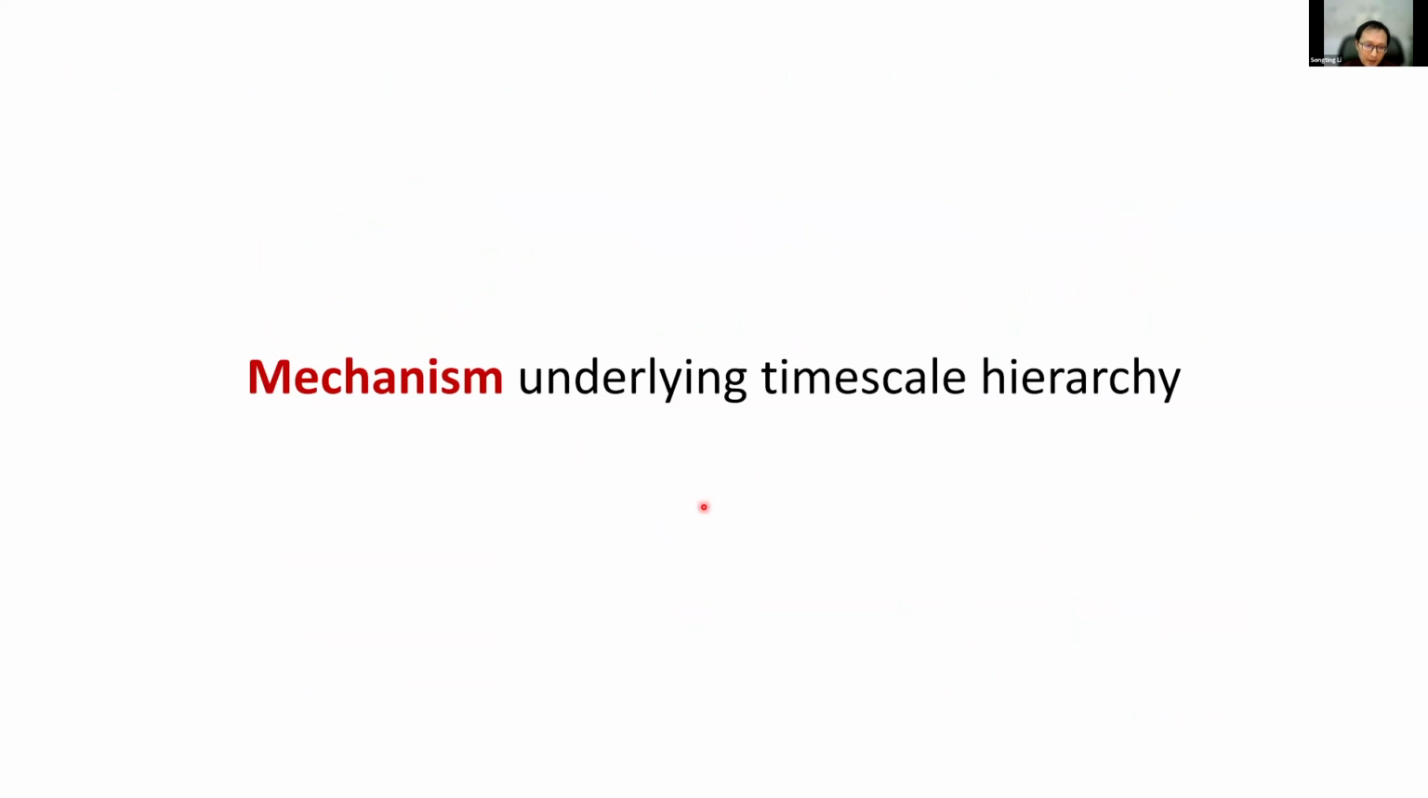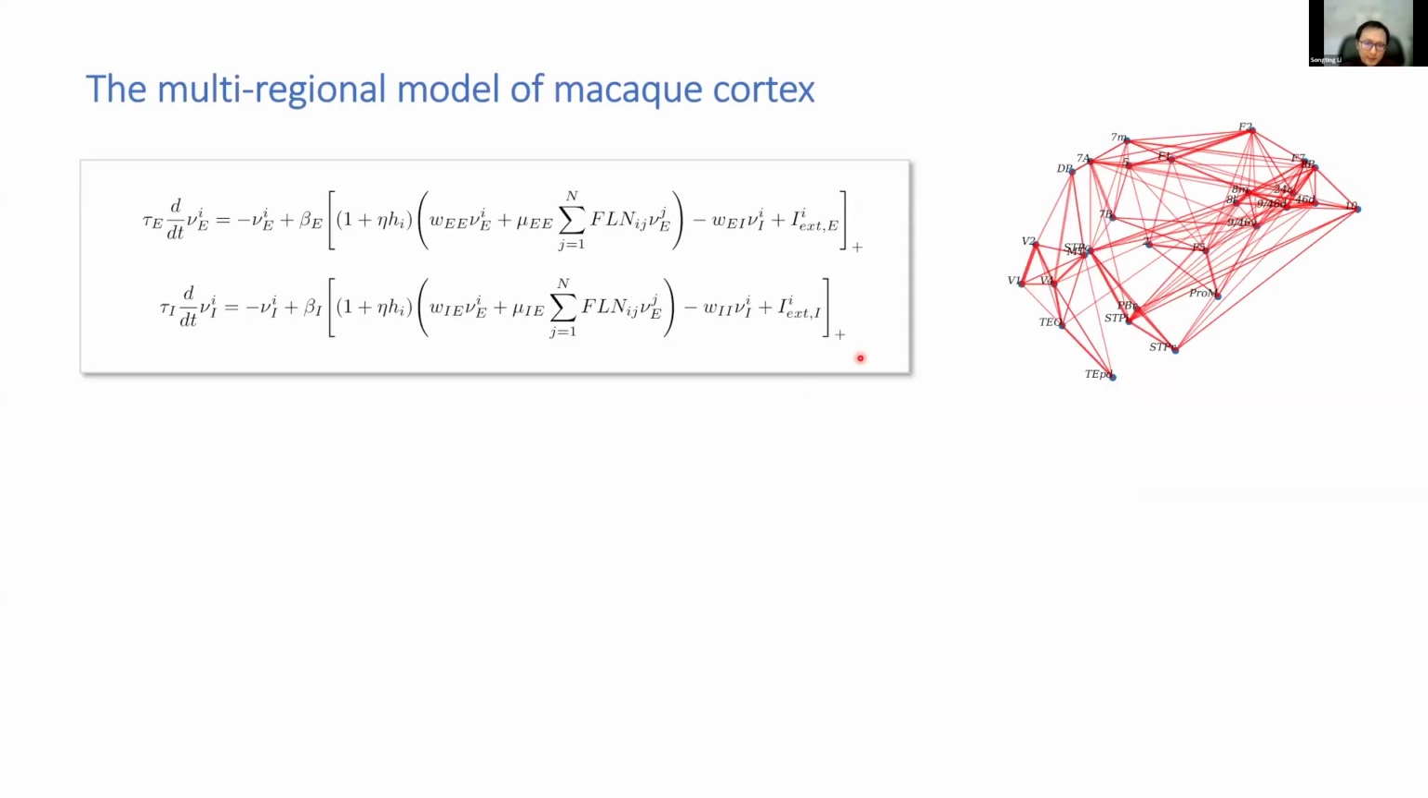And since this model can generate this phenomenon we're interested in, a natural question becomes: what's the mechanism? Can we analyze this model to understand the emergence of timescale hierarchy? The phenomenon is not trivial in the sense that this network connectivity is very dense.